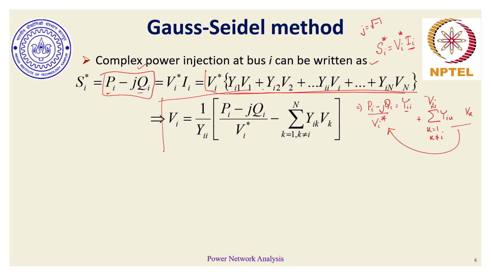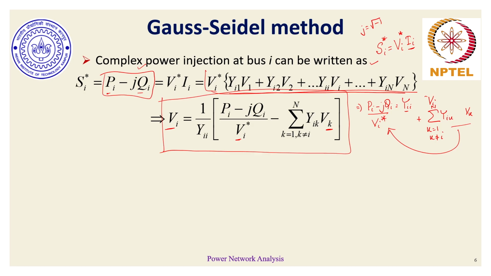I would have this as my equation, which can be used for the Gauss-Seidel method. So how does the Gauss-Seidel method work? It tries to find the latest bus voltage at bus I using the previous estimates or previous known values of the remaining bus voltage phasors. It includes the information of bus I itself as well as bus K.